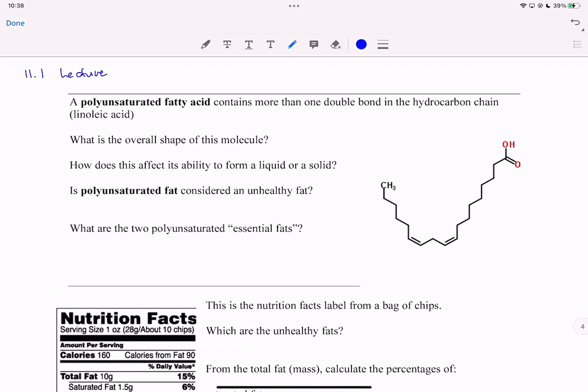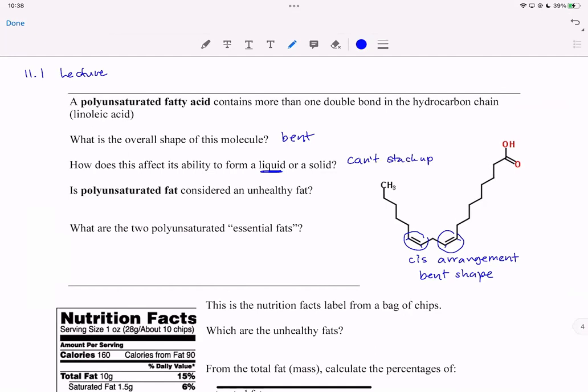So this is a polyunsaturated fatty acid. It has more than one double bond. There's 2. Here's 1, 2. Both of those are the cis arrangement. That cis arrangement is that when you have the double bond, it's bent. It's a bent shape. Okay, so that's because both of the hydrogens in the double bond are on the same side, forcing the carbon chain bent shape. So there's an overall bent shape of the entire molecule. And this does affect the ability. It does not form a solid, it forms a liquid because it can't stack up. These molecules cannot stack up.